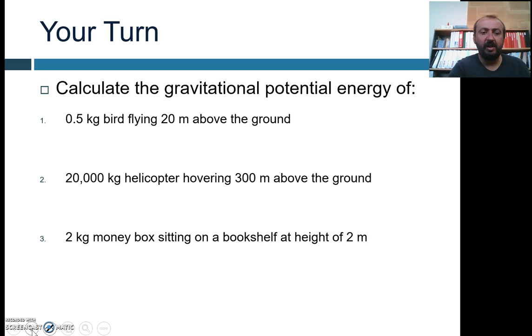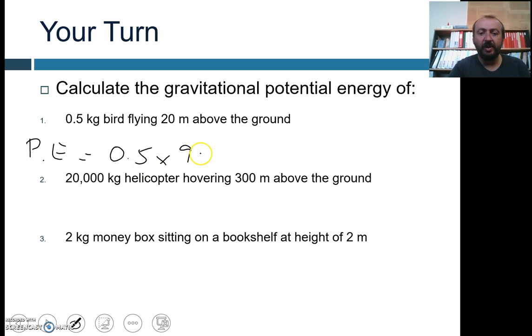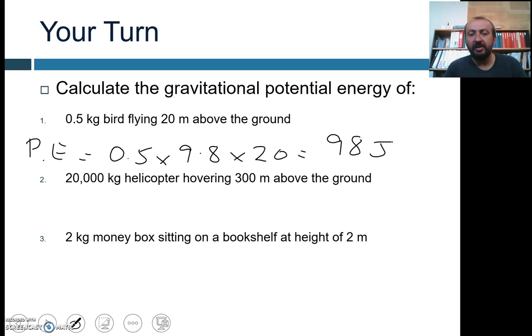Okay, the first one here, our potential energy is just 0.5, because that's its mass, times 9.8 times 20. That comes to 98 joules of potential energy. So that bird flying has 98 joules of gravitational potential energy. It also has kinetic energy, which we could add to that, but at this stage we just want its gravitational potential energy, and that's how we work it out.